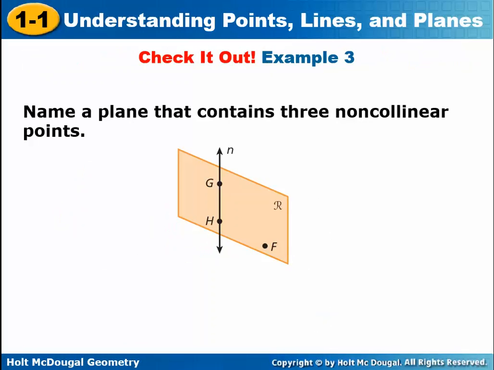Name a plane that contains 3 non-collinear points. Okay, non-collinear means they're not in a line. You can use the 2 that are on the line, G and H, and then the other one has to be F. R is not a point. That fancy looking R is naming the plane.